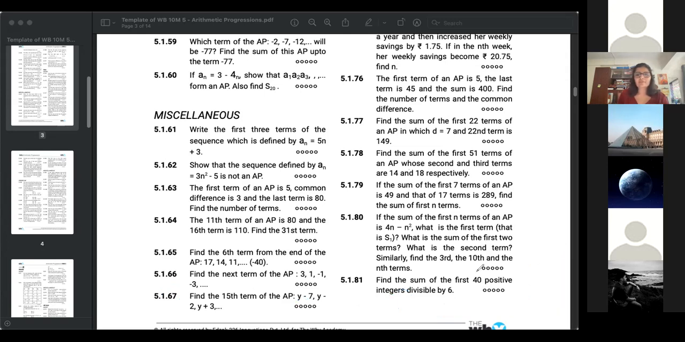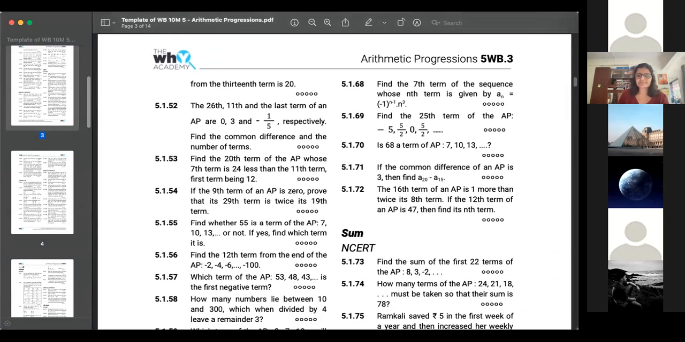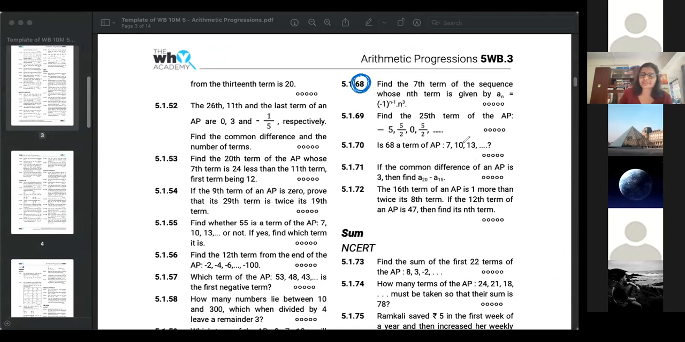So correct it. Whoever's done with 67, सही answer मिलने के बाद 68. This is also kind of proper algebra. So it looks a little complicated, but go step by step, you'll be fine. Find the 7th term of the sequence whose nth term, an, is given. So you need to find the 7th term, A7 क्या है? Anirban also got it. Good. So everybody do question number 68.